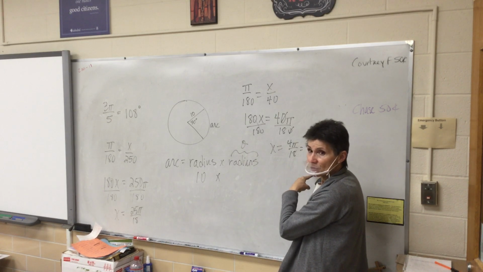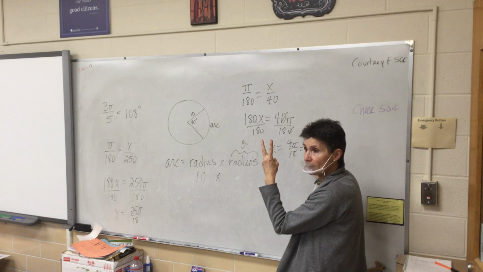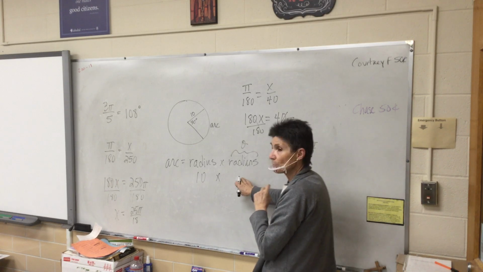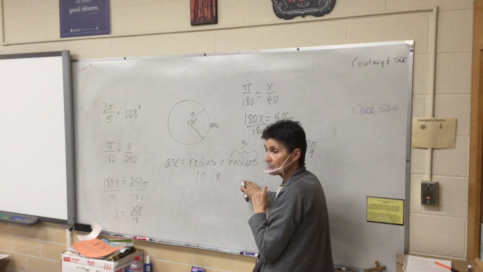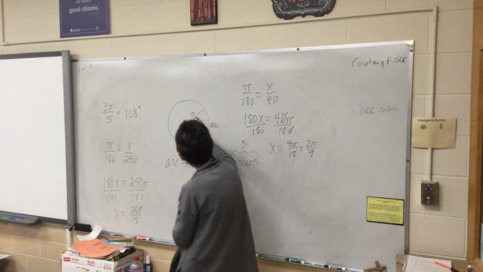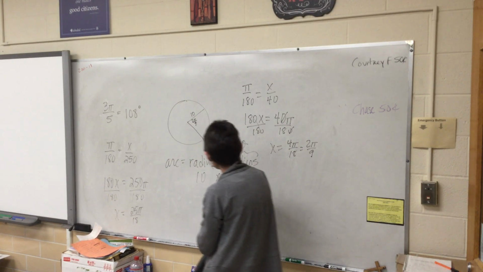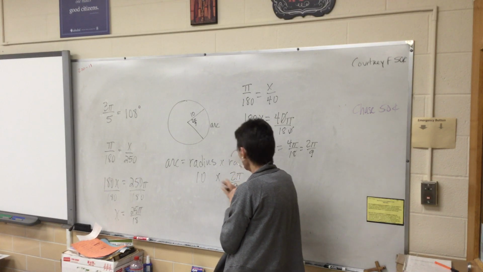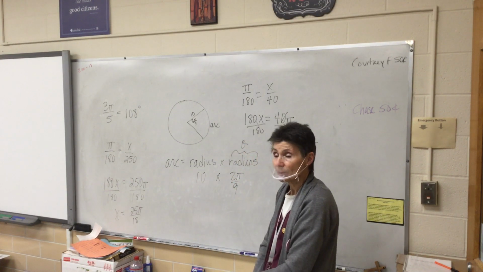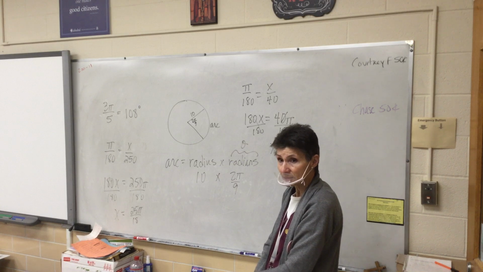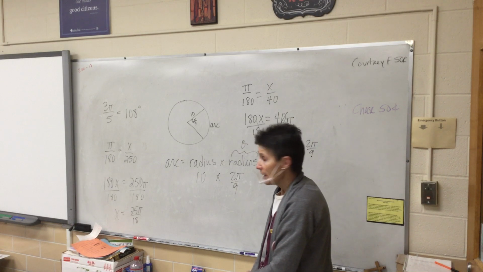Now, that's not the answer, though, is it? Remember, this is a two-part problem. That is the radian measure. That is this angle right here. So once I know what that angle is, then I can multiply it by 10, radius times radians, and get my answer.